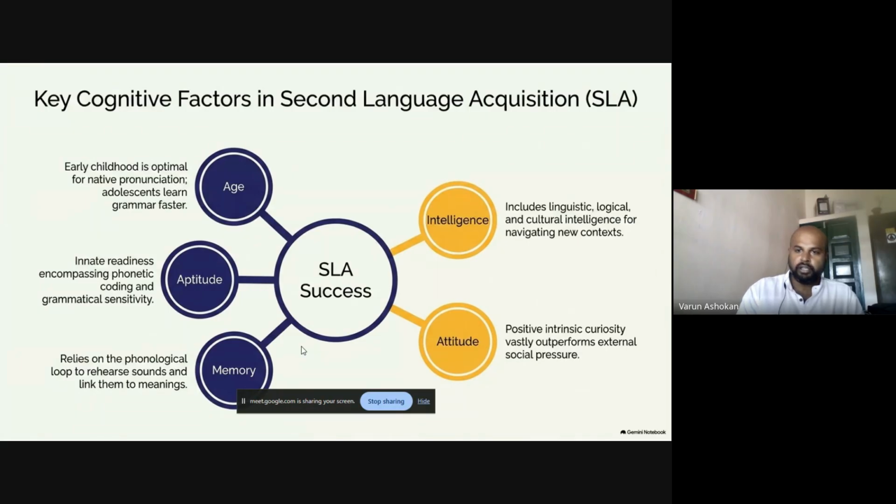navigating a new context. When we're talking about intelligence, we also know that Howard Gardner has proposed a theory called multiple intelligence. He proposed 7 to 8 factors of multiple intelligence. In that, linguistic intelligence is also one component. And a child's attitude, having a positive attitude, is very important, because it builds curiosity and helps outperform the external and social pressure.